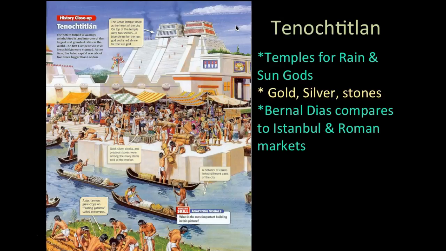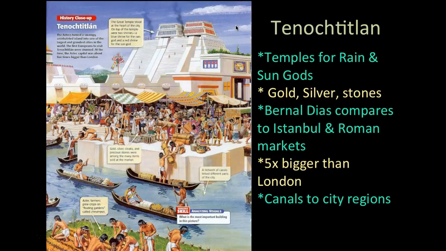Bernal Diaz, the guy who accompanied Cortes, compares Tenochtitlan to Istanbul and Roman markets, and it was as huge as London, or excuse me, 5 times bigger than London. These are really interesting facts, because the things that you were to find here were equivalent or greater than some of the European, Middle Eastern and African treasures.